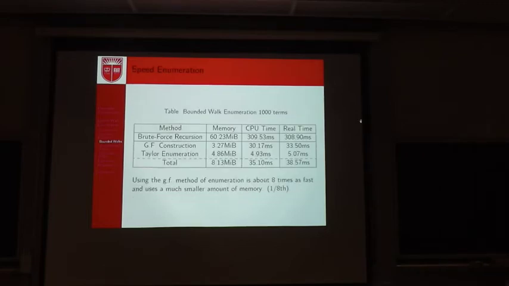And what this is useful for: what if you want to enumerate 1,000 terms? We can use brute force recursion. It actually was still pretty quick, just because it's bounded, everything's cut off, so it's a lot easier, but it's still using just Maple's Taylor function on the rational explicit function we had earlier. We got about 8 times as fast, and a much smaller amount of memory.